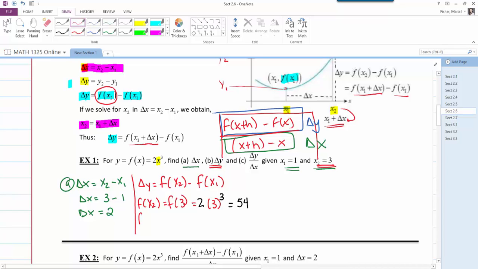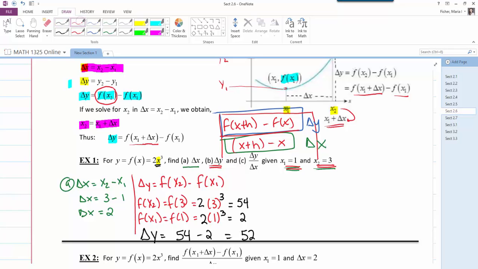Then f of x sub 1, well remember f of x sub 1 was given as 1, so f of 1 is going to be, again we're just going to plug in a 1 in place of the x there in the function. So 2 times 1 cubed, and 2 times 1 cubed is equal to 2. So then my delta y is going to equal 54 minus 2, which is 52. So delta x was equal to 2, and delta y is equal to 52.